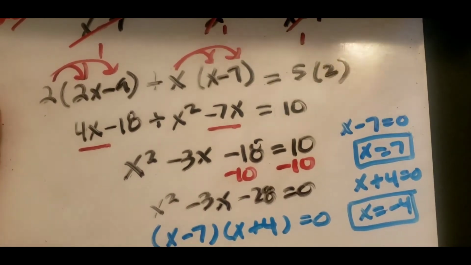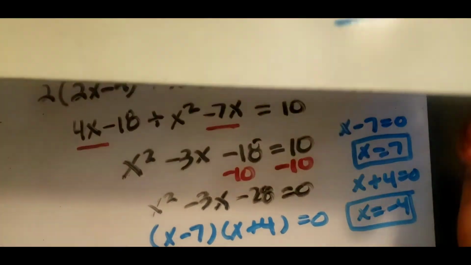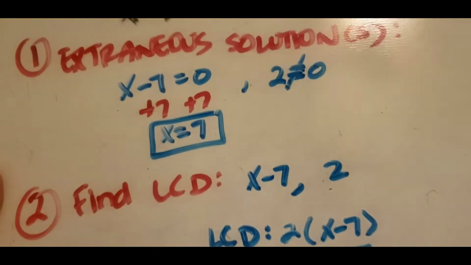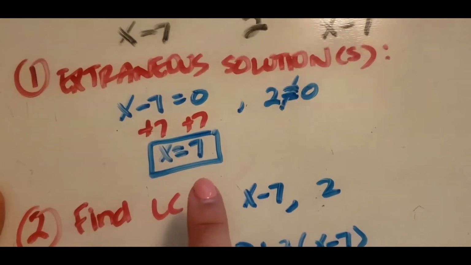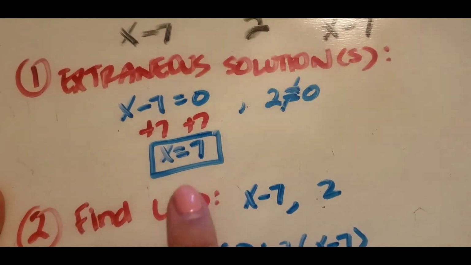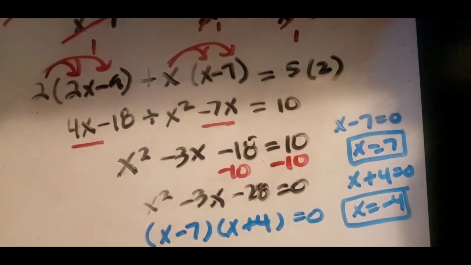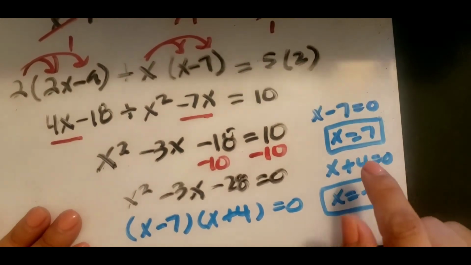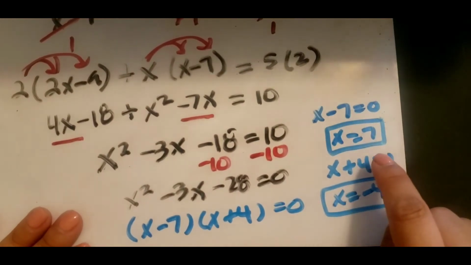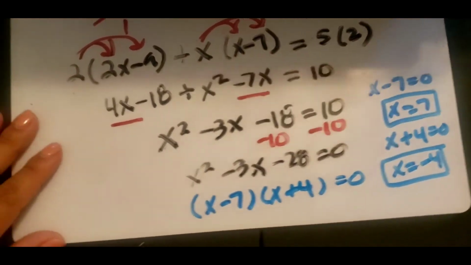Now notice that in this case, we did have an extraneous solution, and our extraneous solution was x equals 7. What that means is, if 7 is one of our solutions, can we include it? We cannot. So notice x equals 7 is an extraneous solution, so we cannot include x equals 7. Therefore, our only solution would be negative 4. Okay?